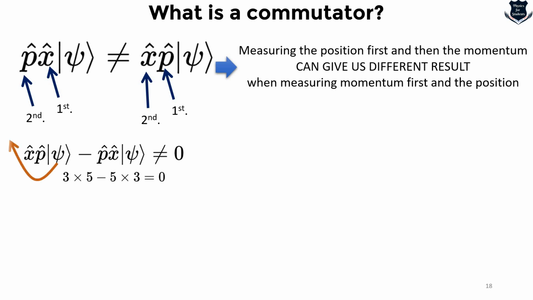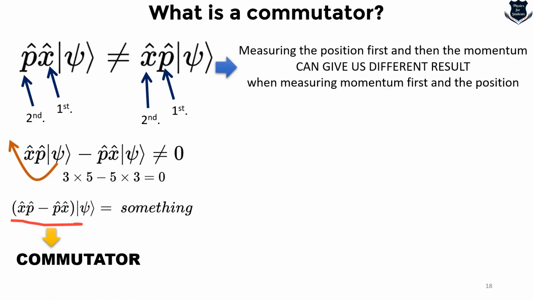Now if we try to factorize, I mean not the algebraic factorization, what I'm trying to do is to take this wave function psi out of the bracket. We get something like this. Don't worry, this something is not what we are really worried about. What we get is that xp minus px is what we call a commutator. Commutators are written in square brackets around the quantities. Commutators actually tell us that the order in which we make the measurement matters.